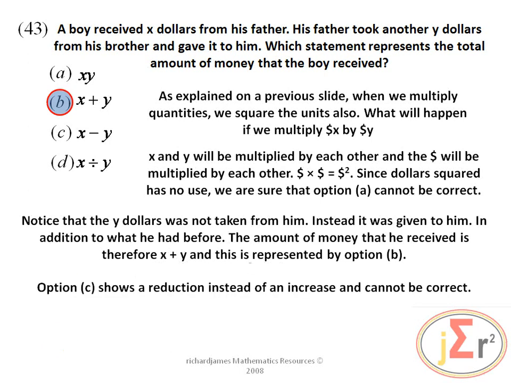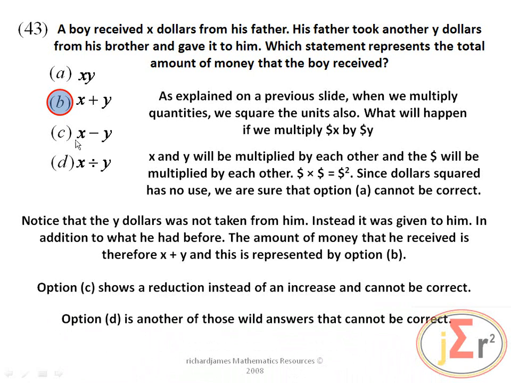For option C, what do we notice? That option shows a reduction instead of an increase and cannot be correct. Option D is another of those wild answers that cannot be correct. So we don't divide money. When we give somebody an amount of money and we give him another amount, we don't divide the two amounts. I don't think that any student would choose this answer.